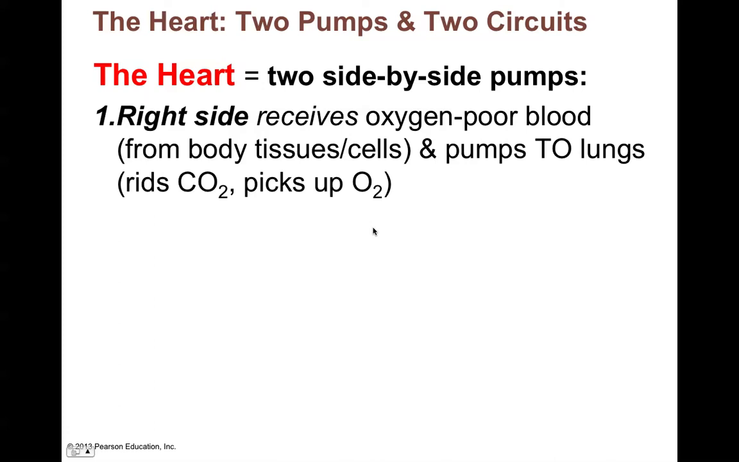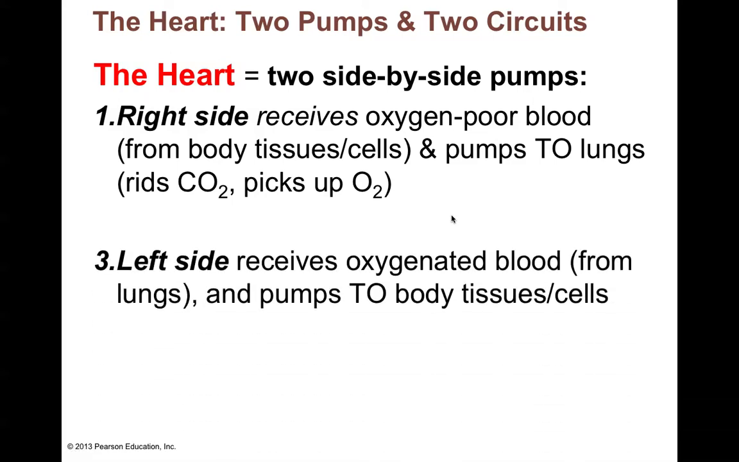The right side of the heart receives oxygen-poor blood from the body tissues and cells, and then pumps this to the lungs in order to rid the blood of carbon dioxide and pick up oxygen gas, O2. The left side receives oxygenated blood from the lungs and then pumps the blood out to the body tissues or cells.